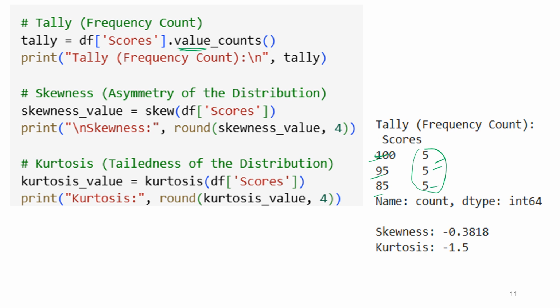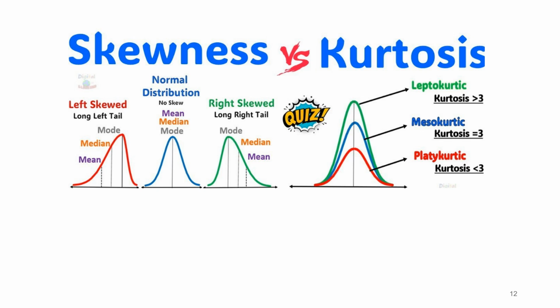The next one is skew. So skew of DF scores and kurtosis of DF scores will be printed. Here this is negative skewness and this is negative kurtosis. Negative skewness means it is like this. So this is your negative skewness, and kurtosis is based on the thickness. This picture will clearly explain what skewness and kurtosis are.